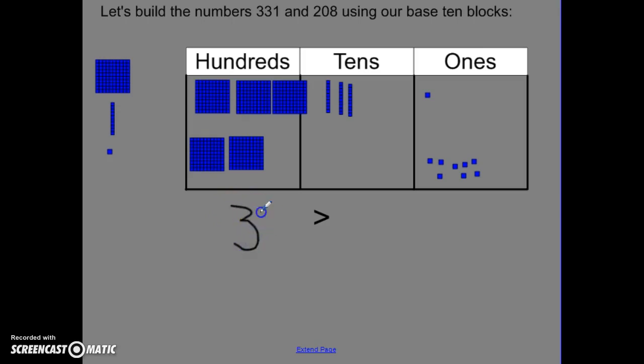So 331 is greater than 208. We will talk more about what these symbols mean in our following slides.